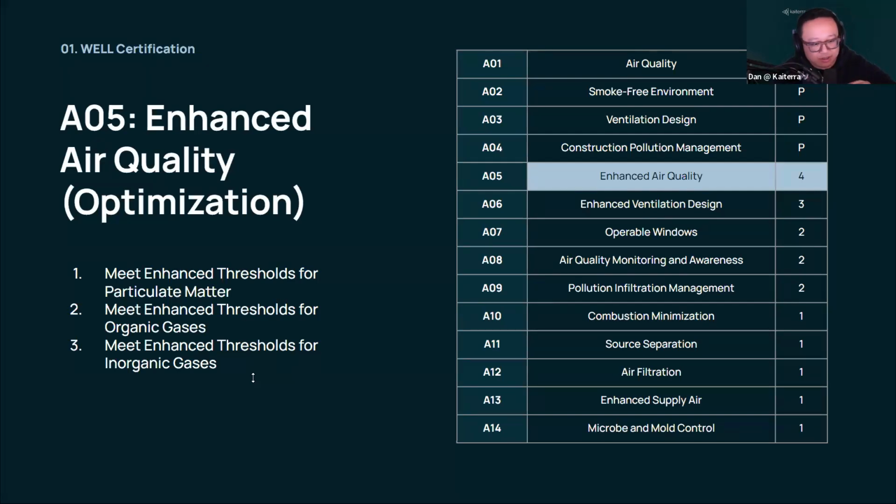But if you go further and get your PM 2.5 levels below 10 or your PM 10 levels below 20, you can earn 2 points. As for organic gases, this is through a performance test. There's a long list of individual organic gases that you can test for, and if they're all below their thresholds, then you earn an additional point. And then there's one more section for inorganic gases, which is looking at carbon monoxide and nitrogen dioxide. Again, if you can keep them below a certain threshold, you can earn an additional point there.